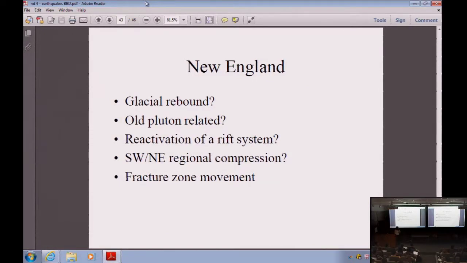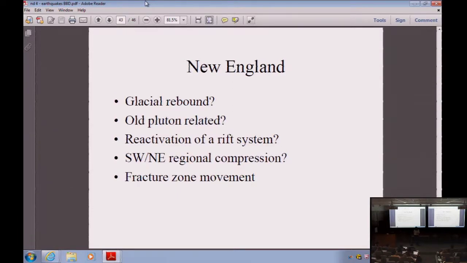Us. We have earthquakes every other day. Puzzling. We have had big earthquakes, and I'll show you some of the big earthquakes that have happened. But there are really 5 theories on why we have earthquakes in New England. And the reality is 1 or 2 or maybe all of these in combination could be true.